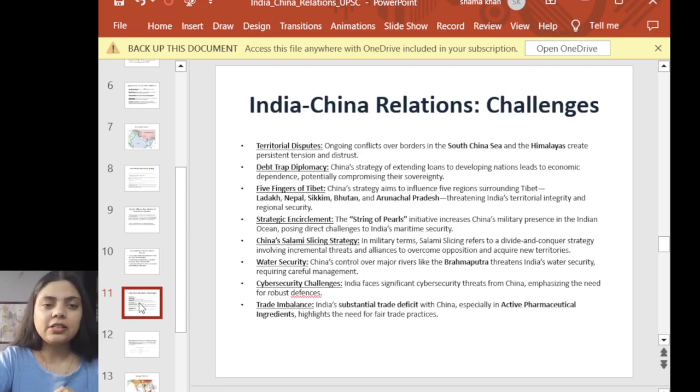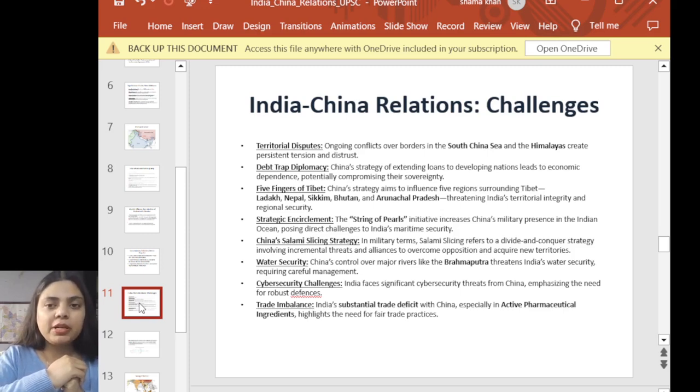Even in today's newspaper, there are three challenges which were explained. The first is the water dispute: China has decided to build a dam on the Brahmaputra river, which has created concern for India in terms of water security. Another is the territorial dispute: time and again we have seen China claim India's region with the help of the cartography, the maps they publish.